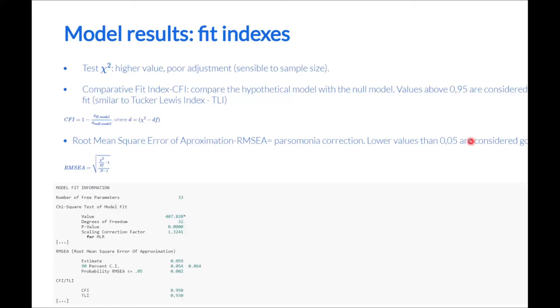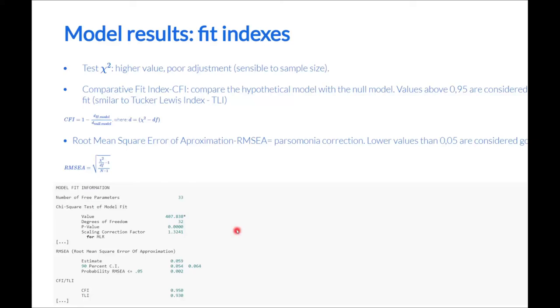And in this case, we have to report and interpret the three elements: the CFI higher than 0.95, the TLI higher than 0.95, in this case it's 0.93, and the RMSEA is close to 0.05, okay? In this case, we can say that this is a good model. Maybe we can improve it a little bit, but it's a good model.